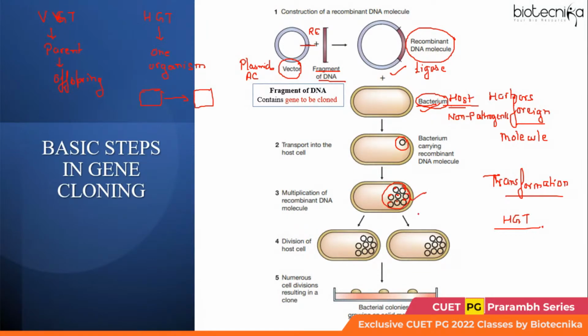And when this bacterial cell divides through binary fission, as shown here, the copies of the recombinant DNA molecule are passed to the progeny, and replication can further take place. We can grow the bacterial cells in a medium, and after a large number of cell divisions, a colony or clone of identical host cells is produced. Each cell in the clone contains one or more copies of the recombinant DNA molecule. The gene carried by the recombinant molecule is now said to be cloned. So these are the basic steps in gene cloning.